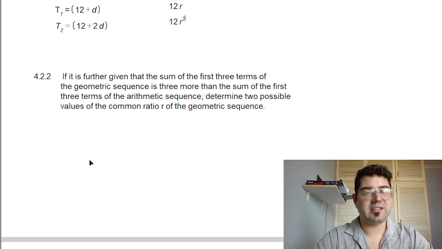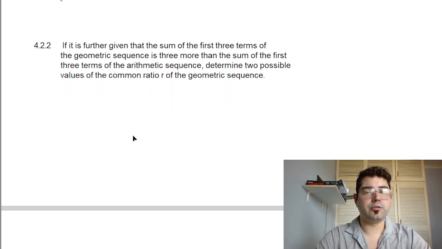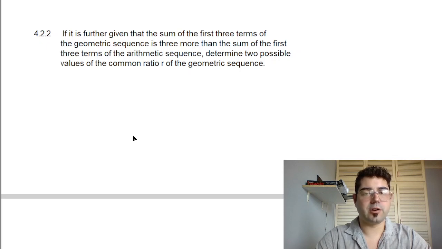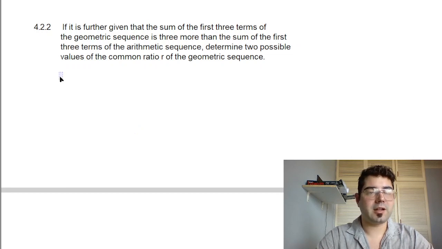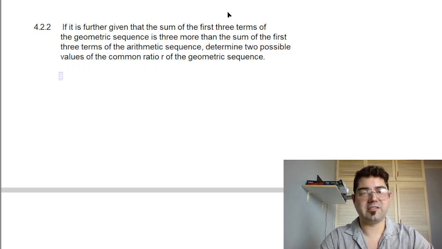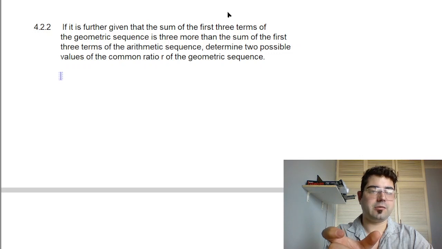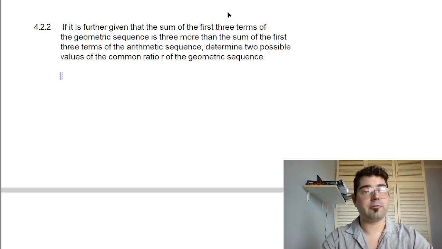And then they say, if it is further given that the sum of the first 3 terms of the geometric sequence is 3 more than the sum of the first 3 terms of the arithmetic sequence, determine the 2 possible values of the common ratio r of the geometric sequence. So again, a lot to unpack there, but basically they're saying that the first 3 terms of the geometric series is 3 more than that of the arithmetic sequence. So what we're going to need to do is take that geometric sequence and add 3 to it. 3 more means we add 3 to it, not 3 times more, but 3 more.